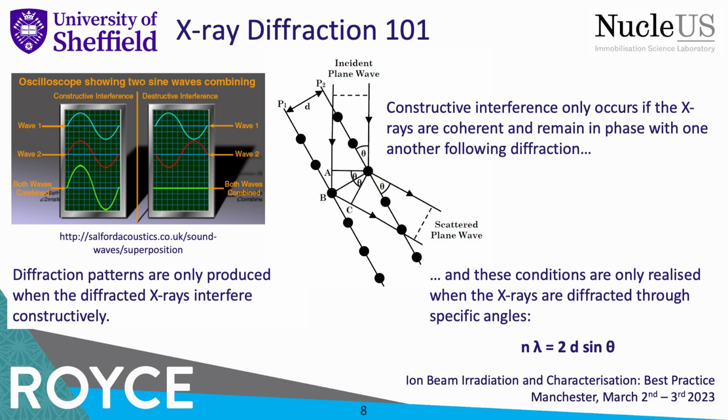This can be described by what we call Bragg's law. A lot of you may know this already, especially those of you who work on electron diffraction. And this tells us how the X-ray wavelength is related to the interatomic spacing between our lattice planes and the angle through which they're scattered, which allows constructive interference to occur.